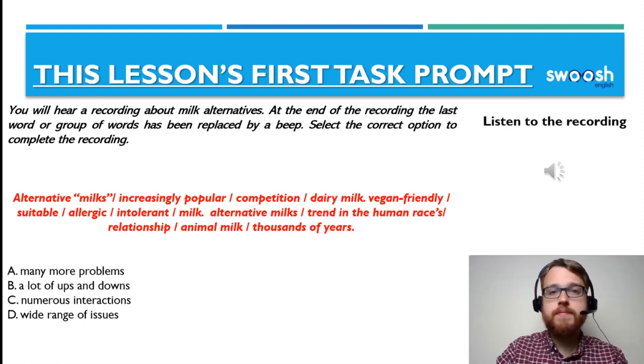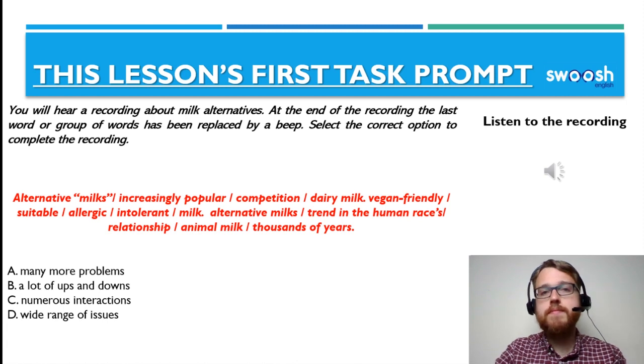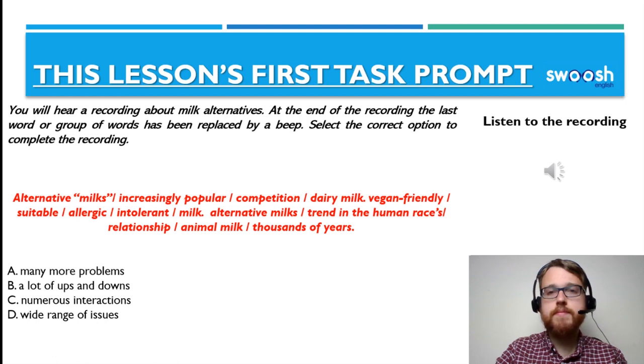Alternative milks made from plants like soya or almonds are becoming increasingly popular and are in direct competition with dairy milk. These new products are often vegan friendly and can be suitable for people who are allergic to milk or intolerant of it. However, this rise of alternative milks may be just the latest trend in the human race's extensive relationship with animal milk. This relationship dates back thousands of years and has had beep.